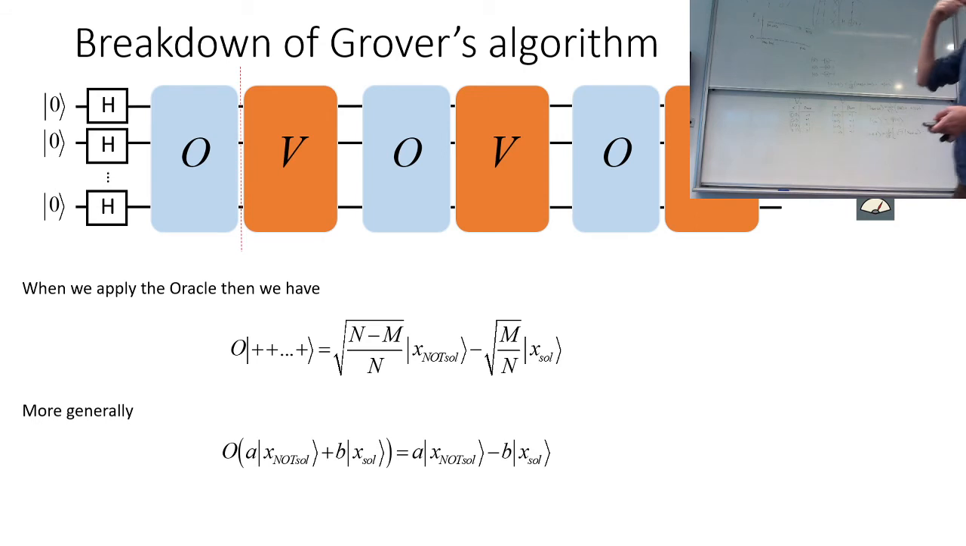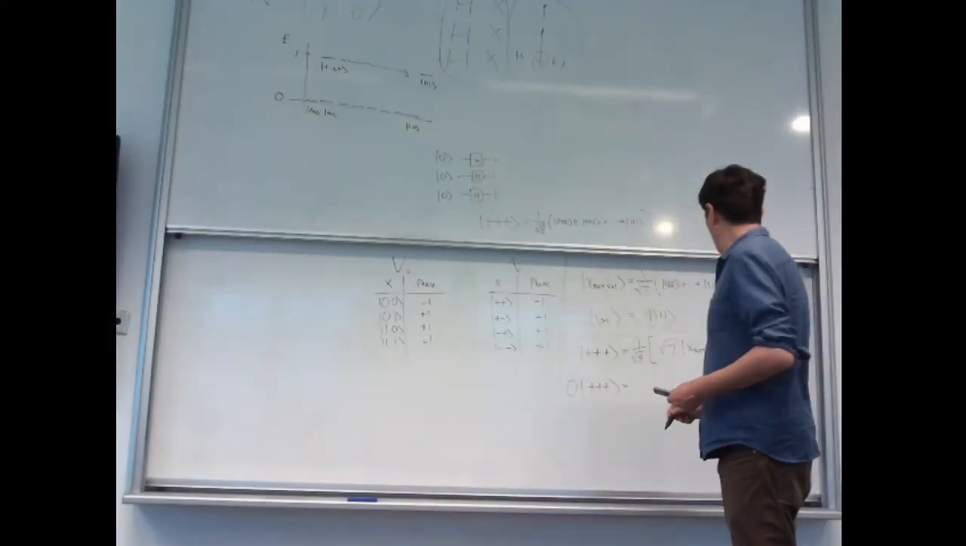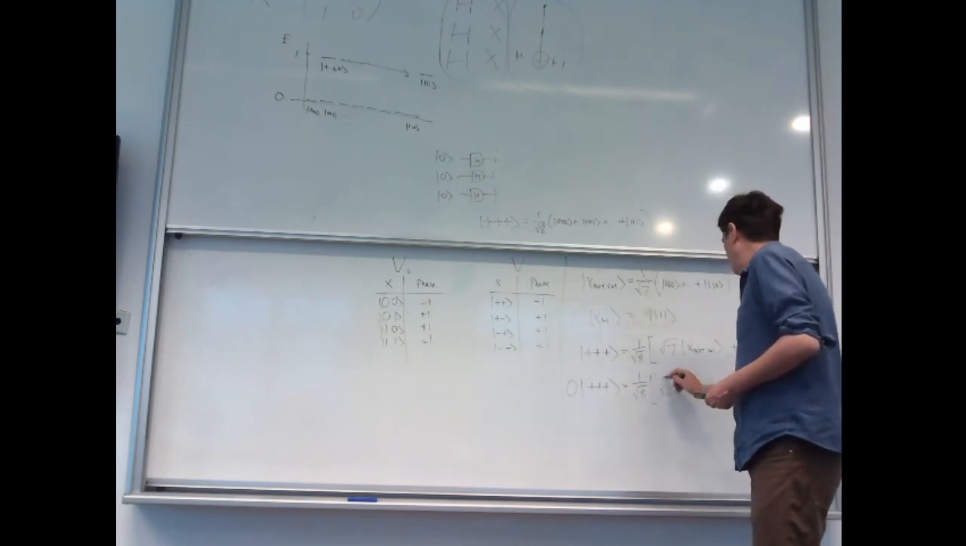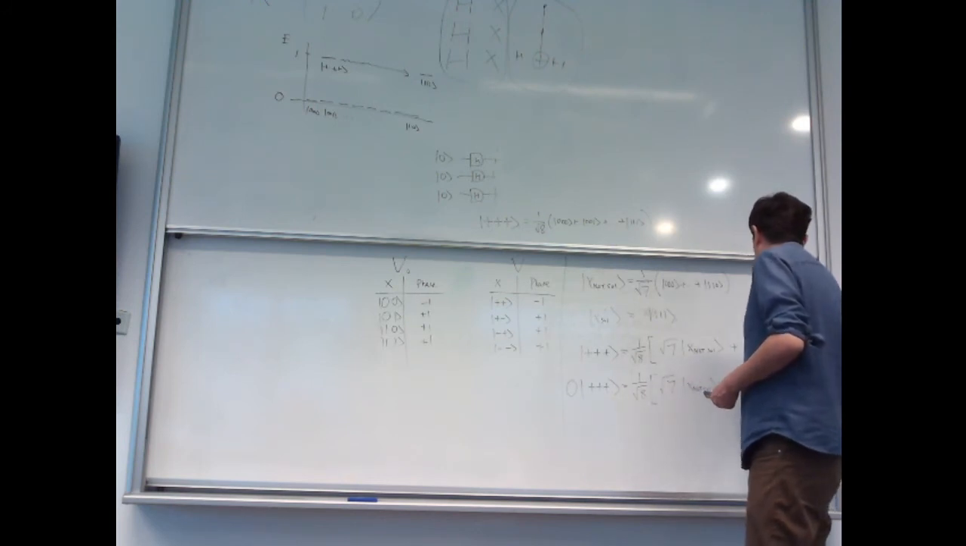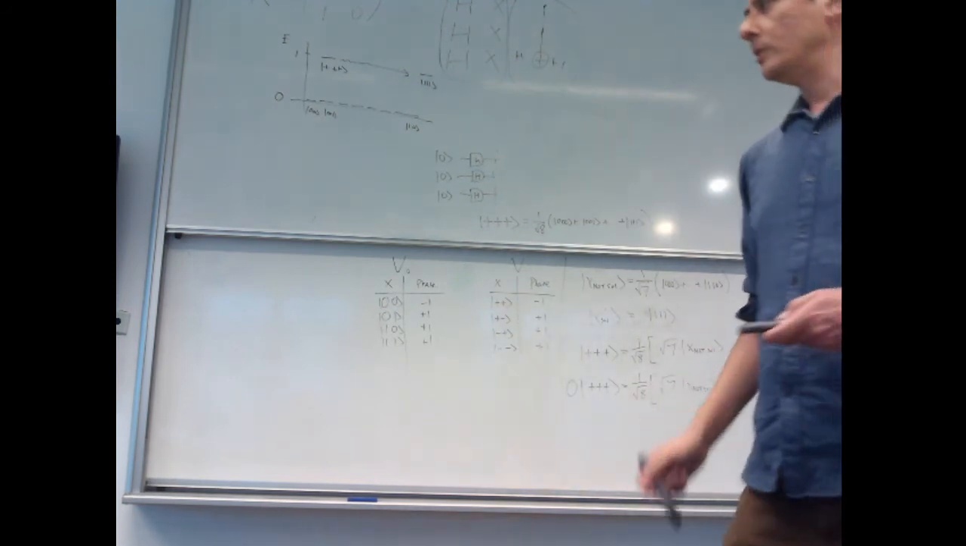Then we're going to apply the oracle. Now that we've written it this way, this step is easy, because we know the oracle just flips the sign of this one. So oracle times plus plus plus is going to be the same thing, x not sol, minus x sol, the sign of the solution part flipped.